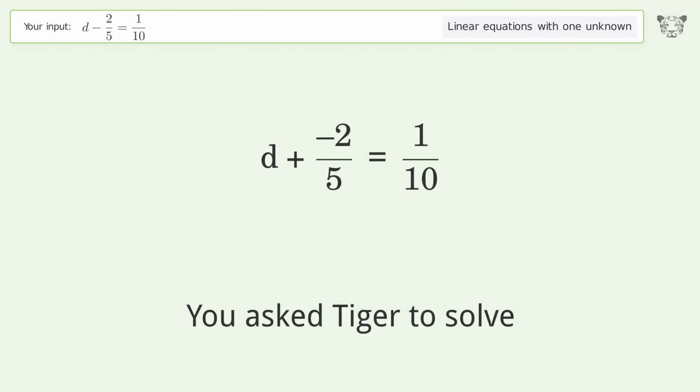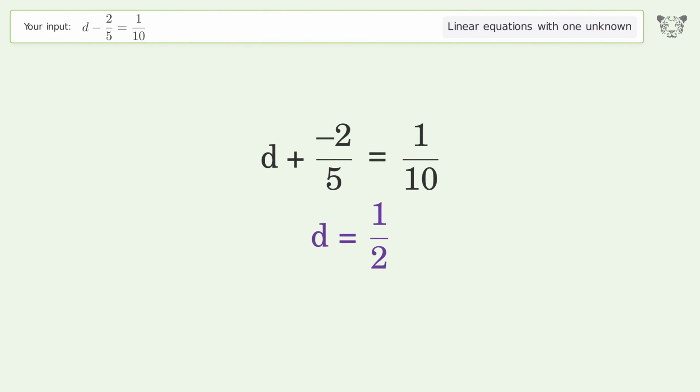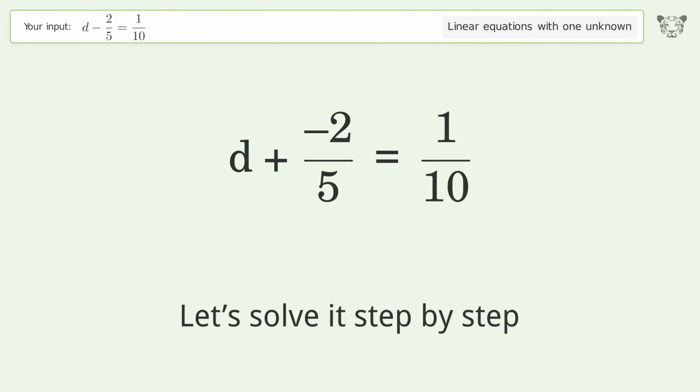You ask Tiger to solve. This deals with linear equations with one unknown. The final result is d equals 1 over 2. Let's solve it step by step.